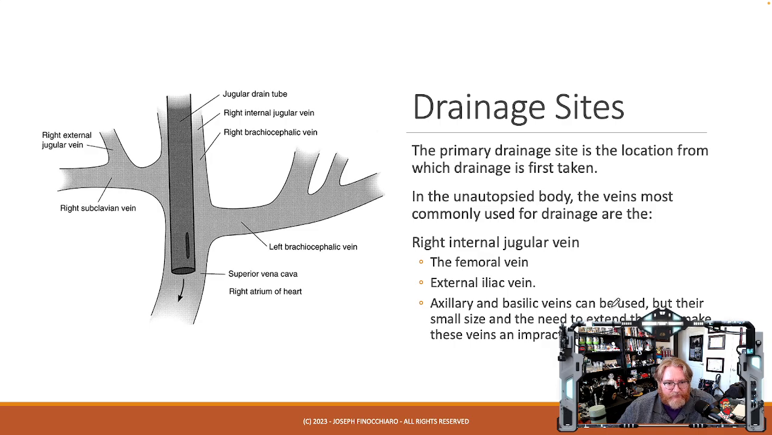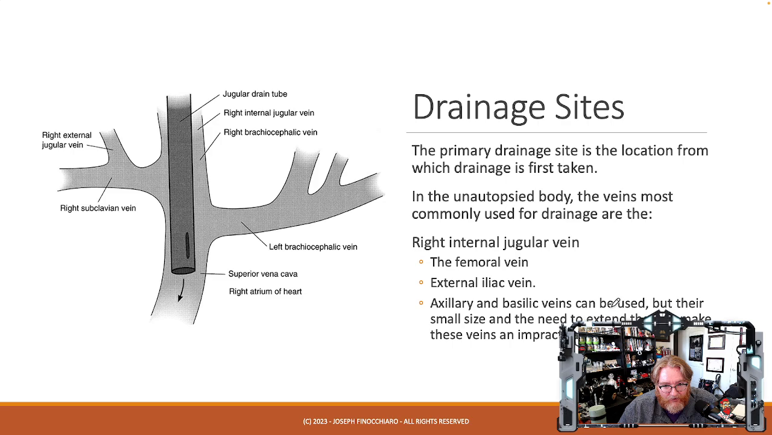The primary drainage site is the location where drainage is first taken. Plain and simple. If they're giving you a word problem, say, where is your primary drainage site? You're looking for the place you first poked a hole to get drainage out. It's literally that simple. Don't overthink it.